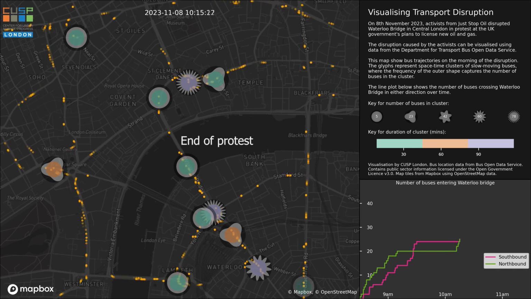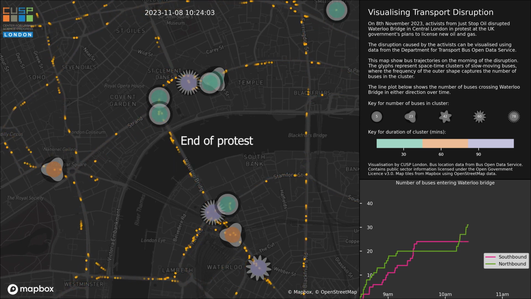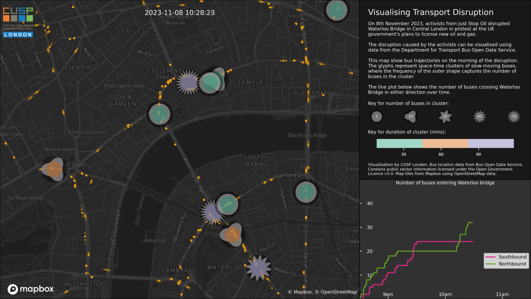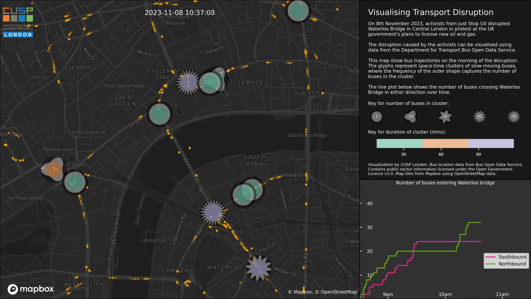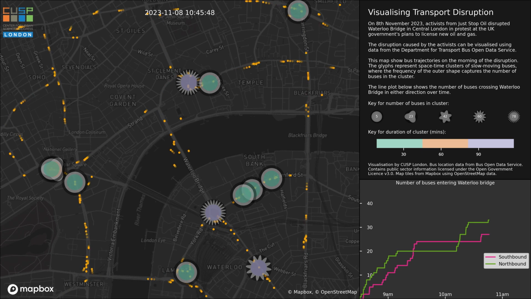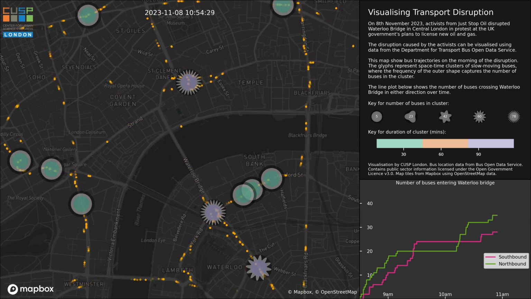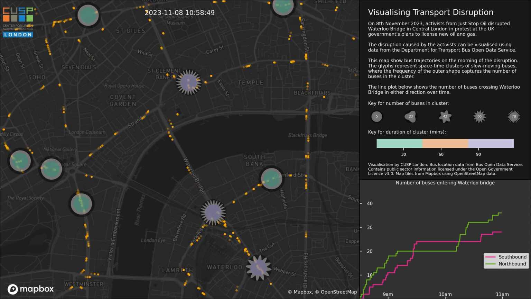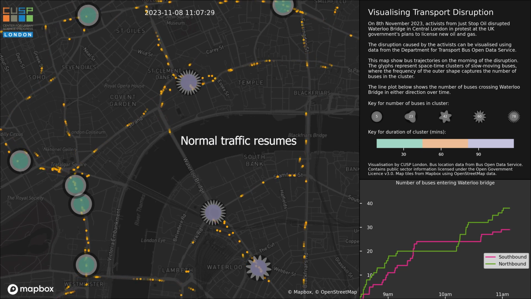From 10:12, the protest northbound is clearing, and congestion levels begin to reduce. By 10:38, the protest southbound is also cleared, and full recovery is underway. Eventually, normal traffic is resumed, and the disruption is over.